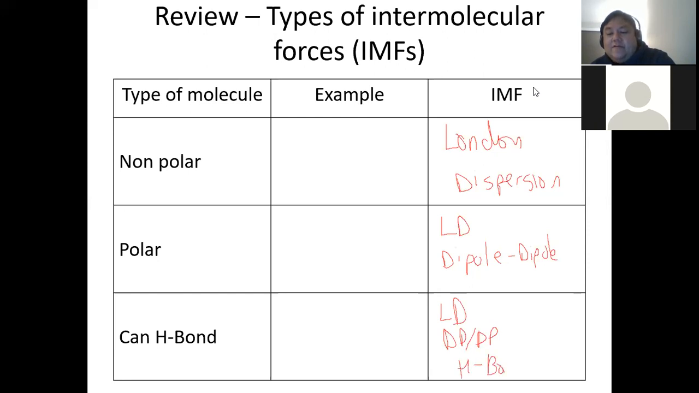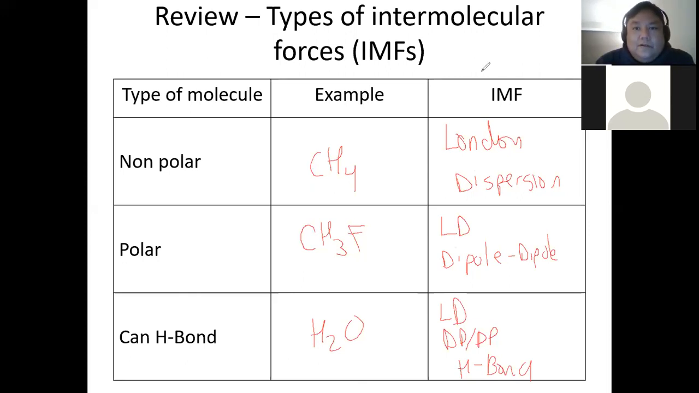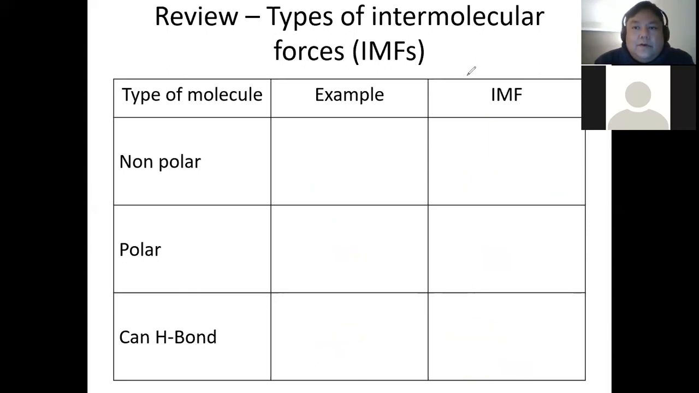So an example of our first one would be methane. An example of the next one would be CH3F. An example of this would be H2O. So those would be examples of that. All right, so don't forget those IMFs. So London dispersion is the weakest, then dipole-dipole, then hydrogen bond. Those are examples of that. All right. Going on.